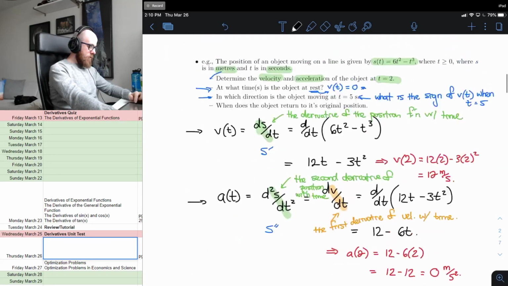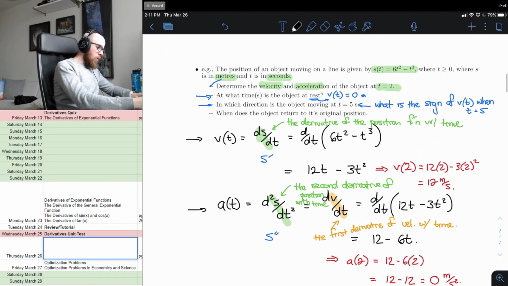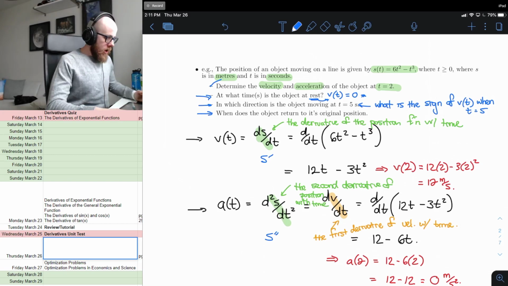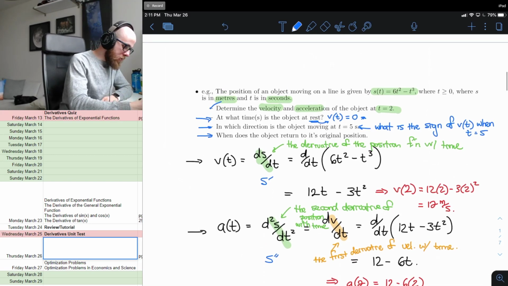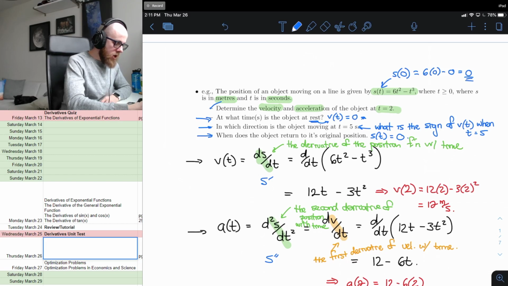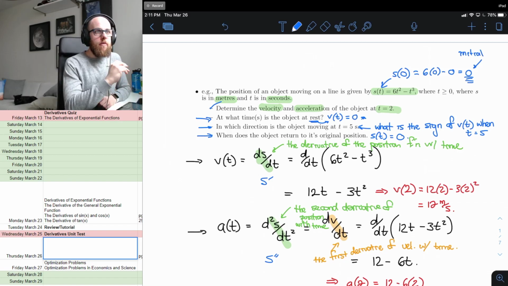Okay, did I have one more question here? Oh, last part here. When does the object return to its original position? So first we have to figure out, okay, well, the original position comes from when s at t is equal to 0, right? Because if I plug in 0 for time into my original position function, I get 6 times 0 minus 0, which is just 0, right? So the original position, or the initial position, is just 0, okay?